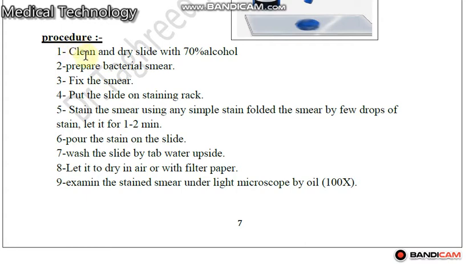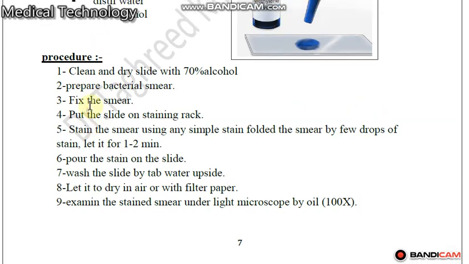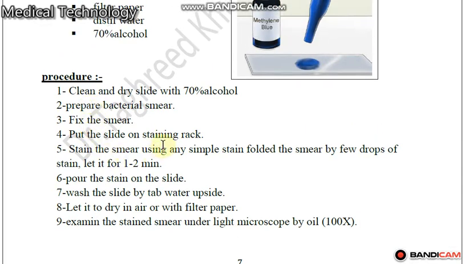Clean and dry the slide with 70% alcohol. Prepare the bacterial smear. Fix the bacterial smear. Firstly, we must dry the bacterial smear in the air and then fix the bacterial smear by passing it 3 times in the flame of the Bunsen burner. Put the slide on the staining rack.